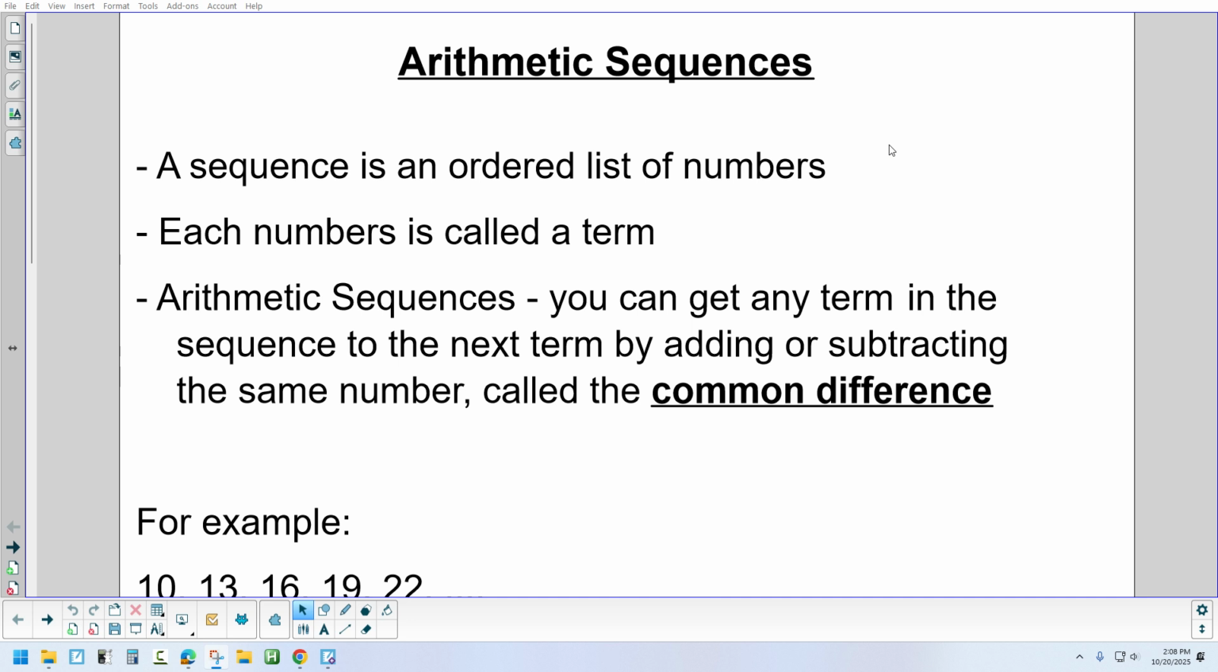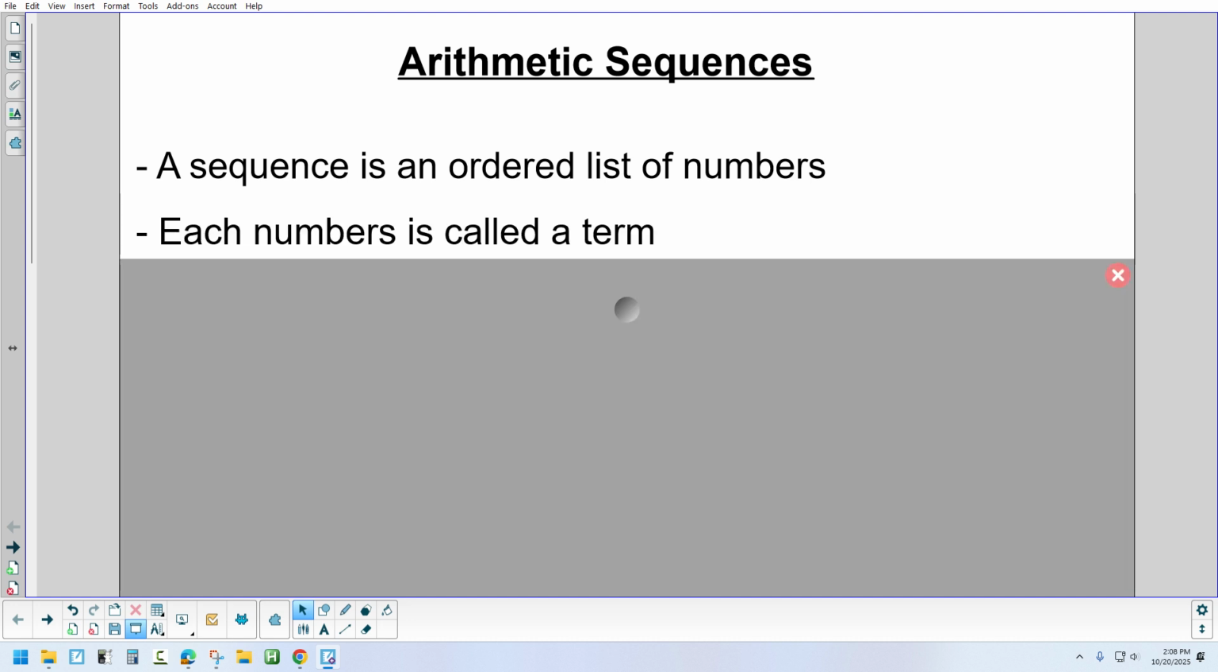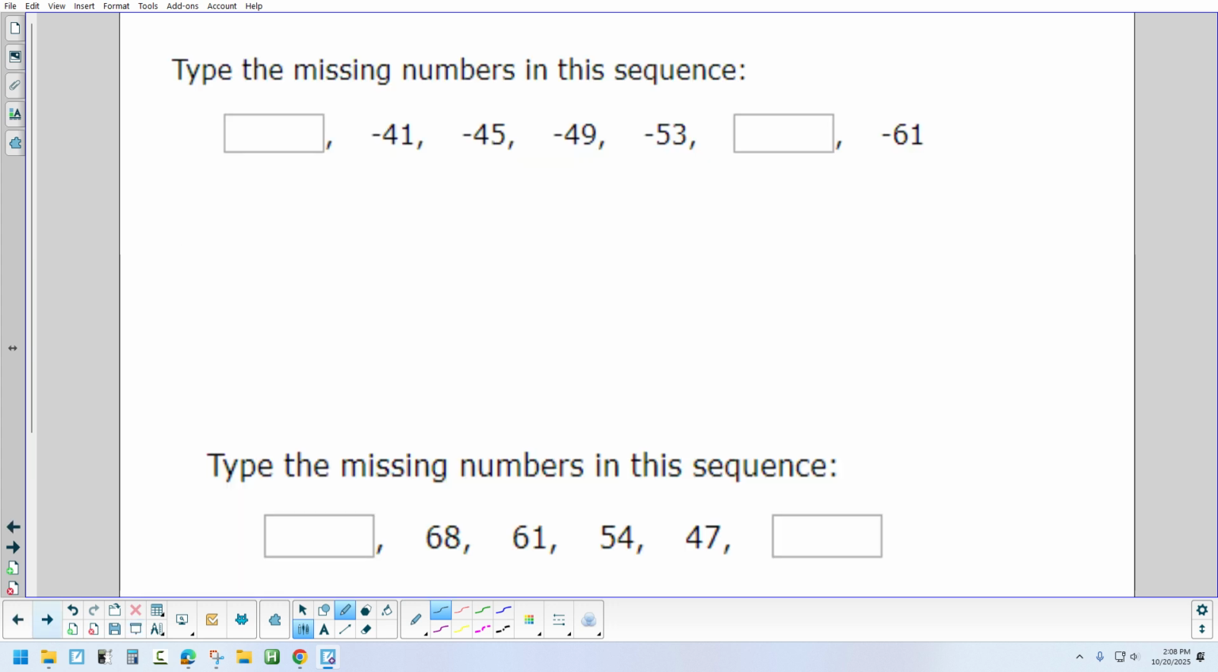So, first of all, what is a sequence? A sequence is a list of numbers that's in a certain order. They can't be random. There has to be a pattern for how you're getting one number to the next. Each of the numbers is called a term. So if you had a sequence like this, this would be the first term, second term, third term, fourth term, fifth term, and so on.